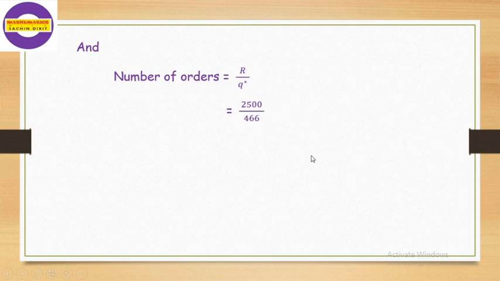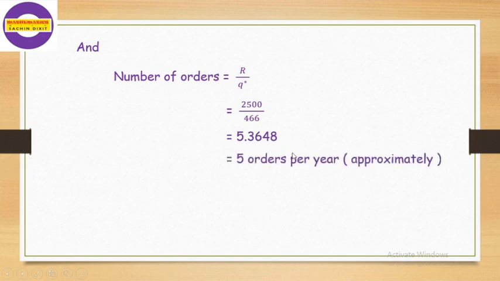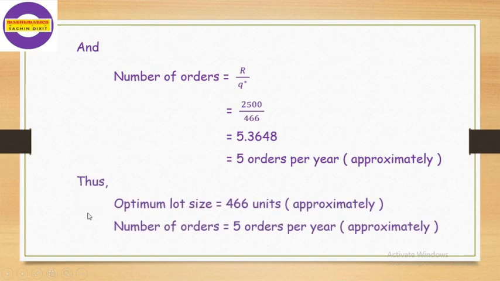466. It gives 5.3648. That means approximately 5 orders per year. Thus, we can find the values: optimum lot size as 466 units approximately, and number of orders are 5 orders per year. That is the first example. Both the values are approximate. Now we discuss one more example.